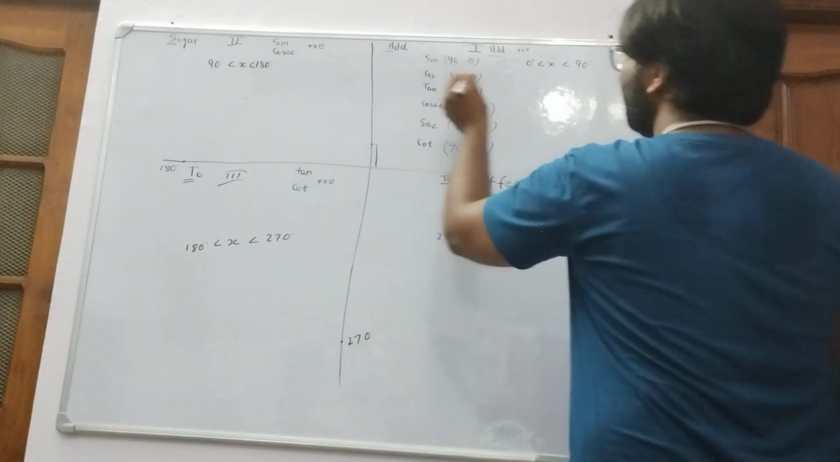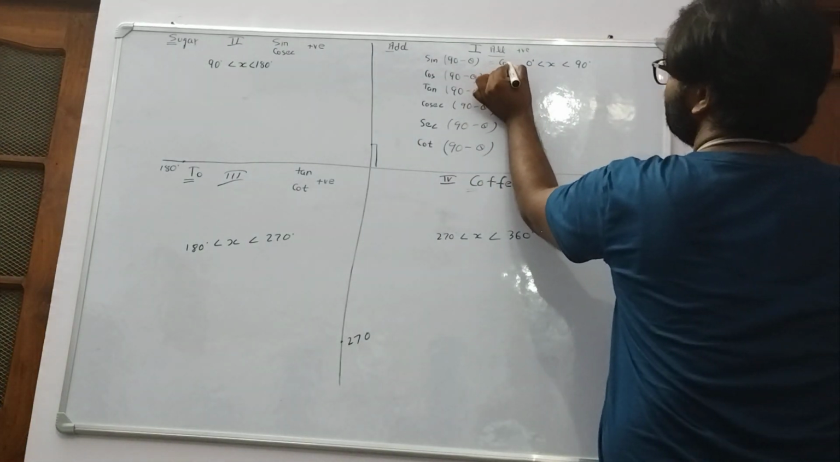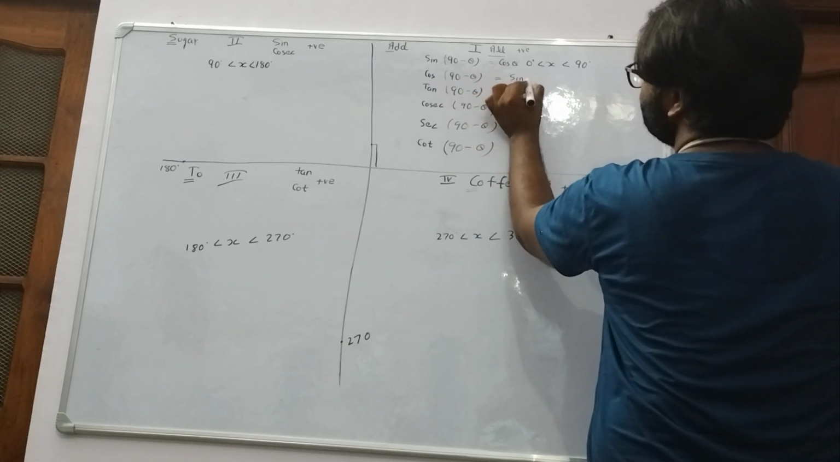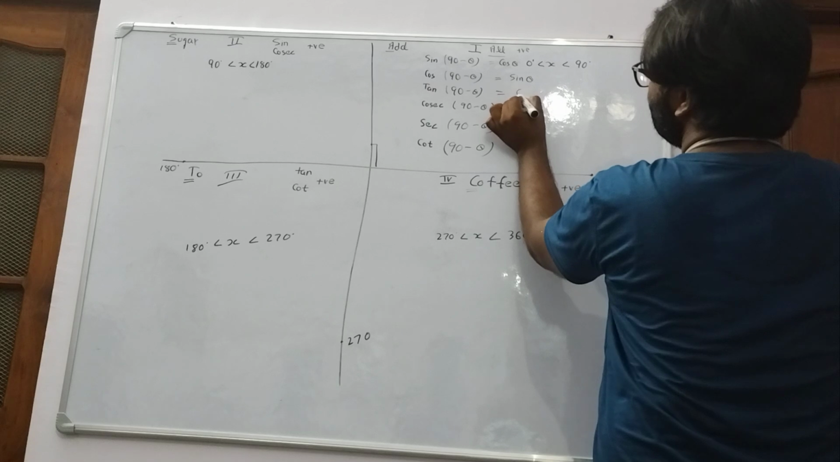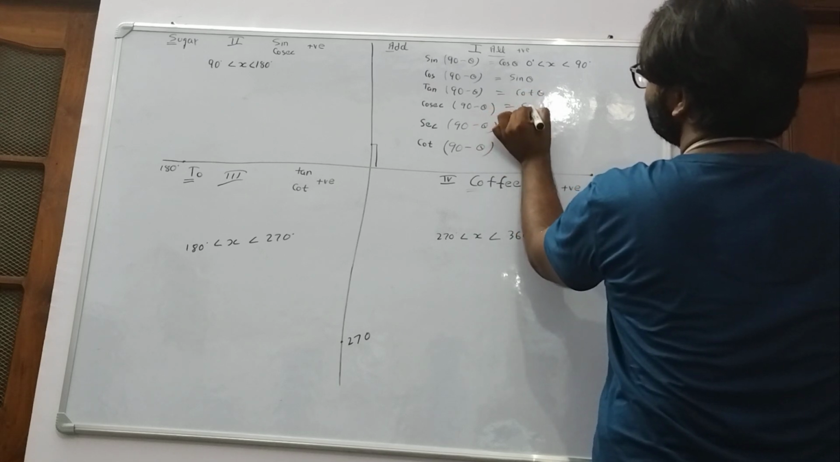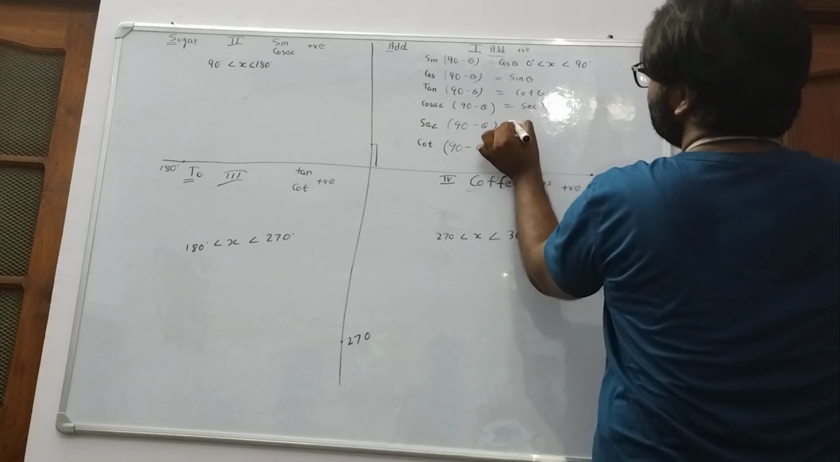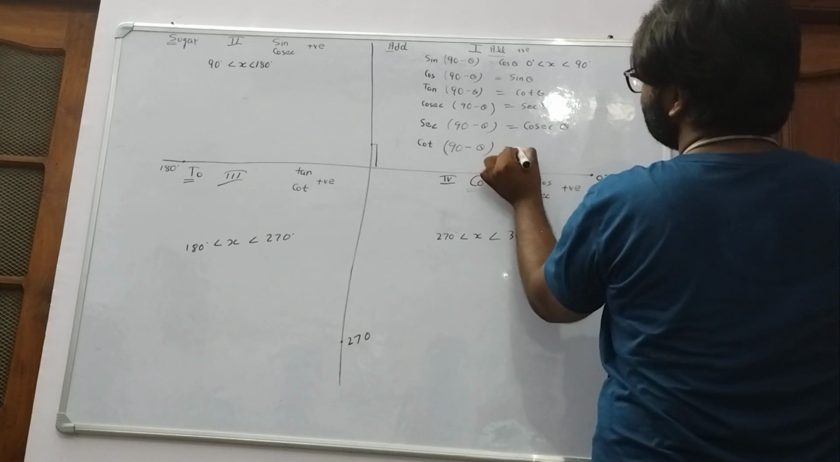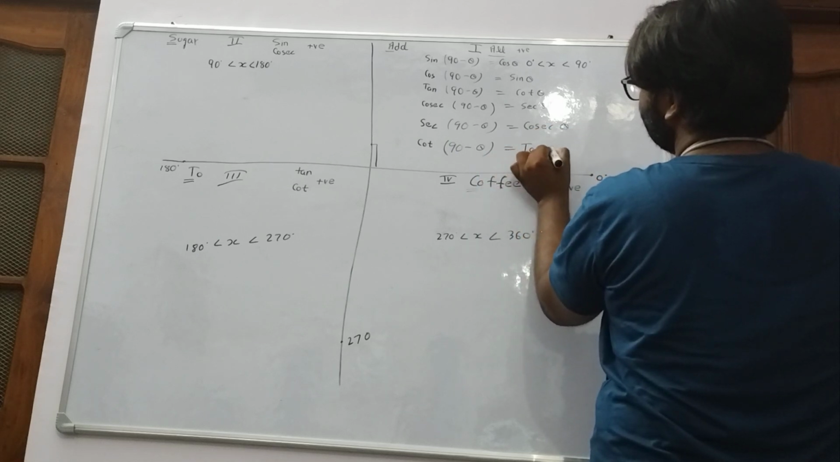So sine 90 minus theta will give us cos theta. Cos 90 minus theta will give us sin theta. Tan 90 minus theta will give us cot theta. Cosec 90 minus theta will give us sec theta. Sec 90 minus theta will give us cosec theta. Cot 90 minus theta will give us tan theta.